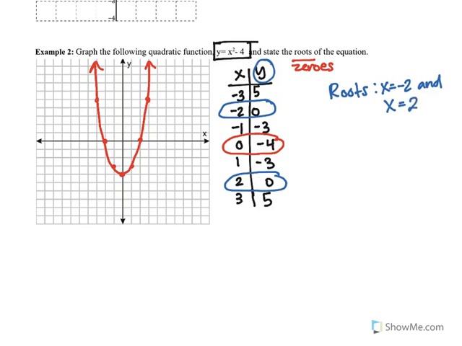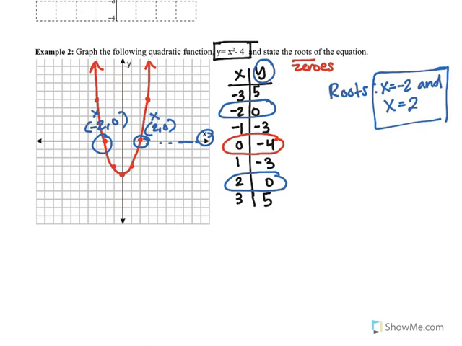Also, if you look at your graph, I'm going to see where my graph crosses the x-axis. So if I go through my x-axis, I can tell that it crosses right here, which is the point (2, 0), and it also crosses right here at (-2, 0). So again, my roots are -2 and +2 because those are the x values at those 2 points.